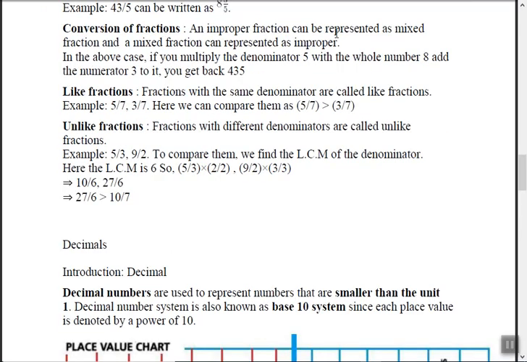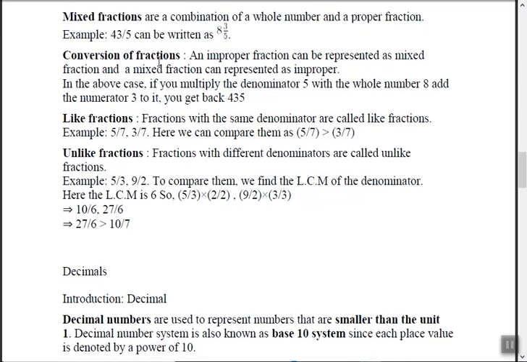Now conversion of fractions. An improper fraction can be converted to mixed, and a mixed can be converted to improper, as we have seen over here, 43 upon 5 and 8 3 upon 5. Like fractions: fractions with the same denominators are called like fractions. Means 5 upon 7, 3 upon 7. We have done certain processes, or operations, on it in one of our other videos on theory. Kindly follow that also. Okay, like means the denominator is the same.